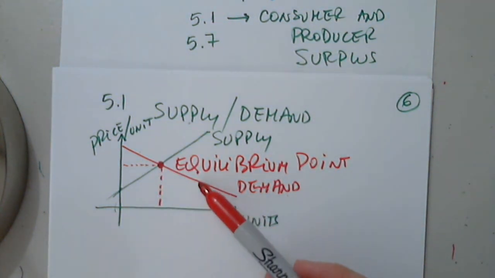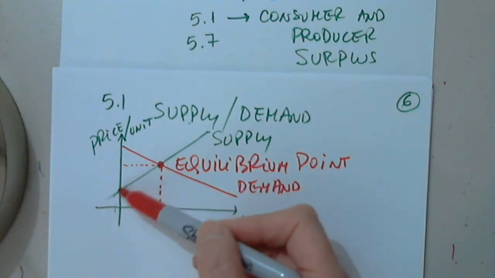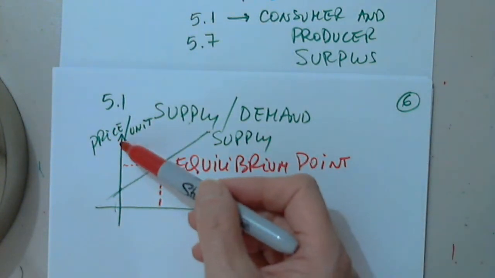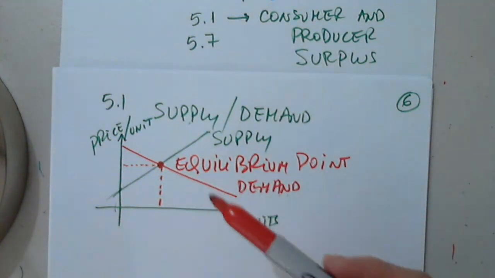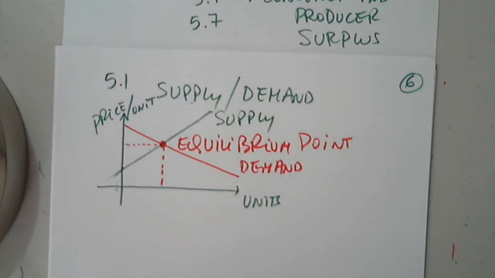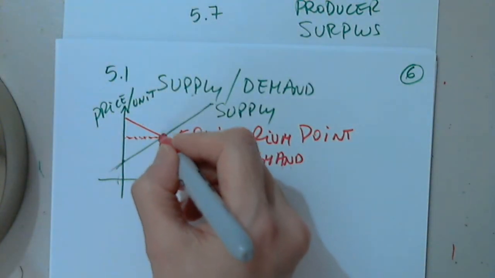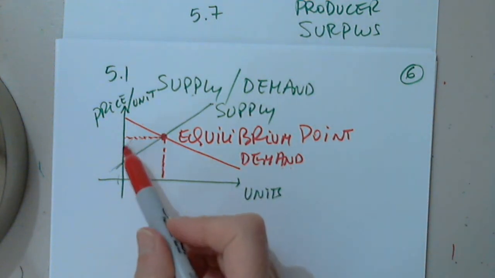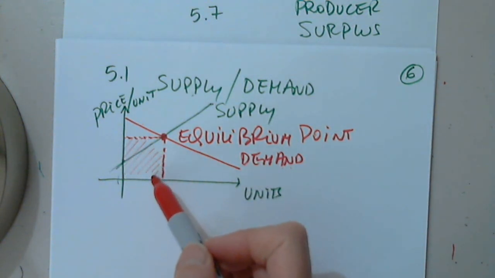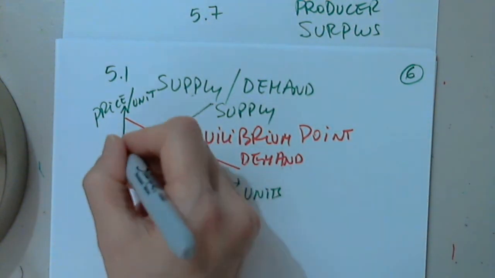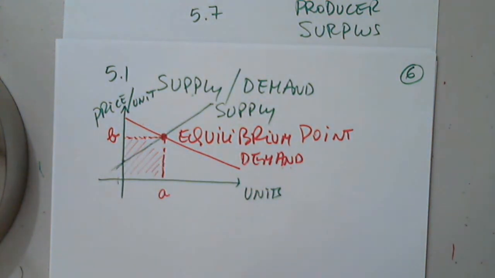These functions don't have to be linear. I gave an example with a linear function for supply and a linear function for demand, but they don't have to be linear. They can be all sorts. So first of all, we see here a rectangle. I'm going to call this A and B. What is the area of this rectangle?